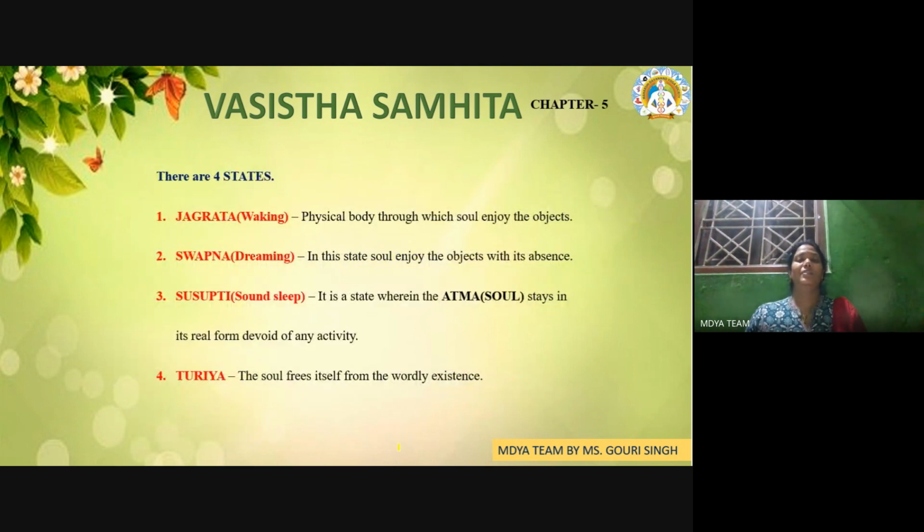Next, Vasistha is telling about the four states of enjoyment. What are the states in which you enjoy? The first one is JAGRATA, which is the waking state. The second is SWAPNA, the dreaming state. The third is SUSUPTI, the sound sleep. And the fourth is TURIYA, the higher blissful state, which is beyond these three.